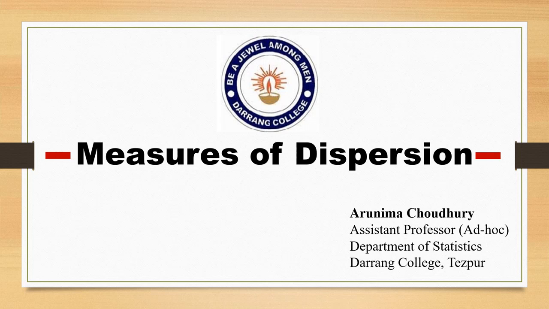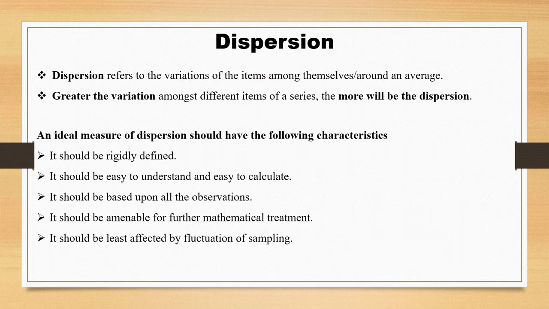In a brief and informative talk today, I will delve into the interesting topic of measures of dispersion. Dispersion refers to the extent to which values in a dataset deviate from their average. It measures the variability or spread of data points, providing insights into the distribution's overall shape.